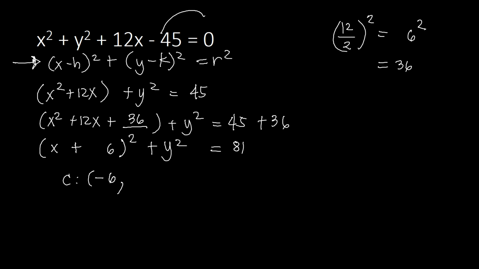So if that is a minus, then go ahead and get only the number. So this is now with negative 6, and of course this one is without any added or subtracted value. So this is automatically a 0. And our radius here is equal to the square root of 81. That is 9.